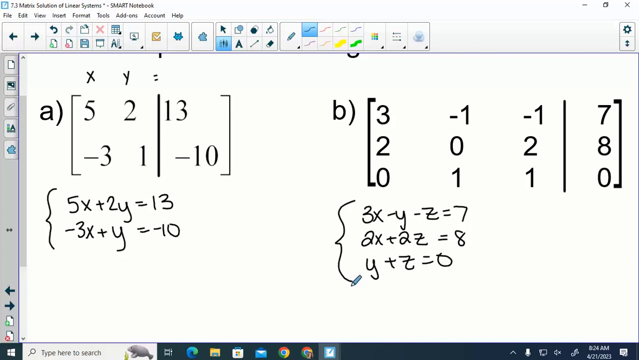So, do you guys understand what a matrix is? And how to go back and forth between a matrix and a system? Would you want to tell me?